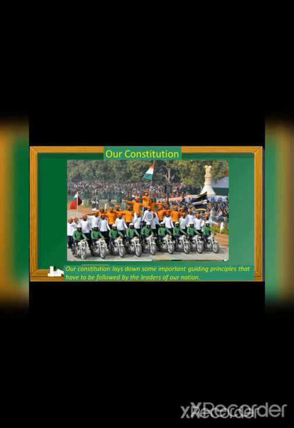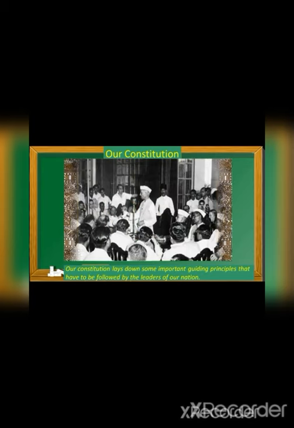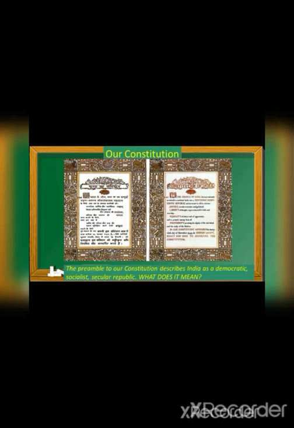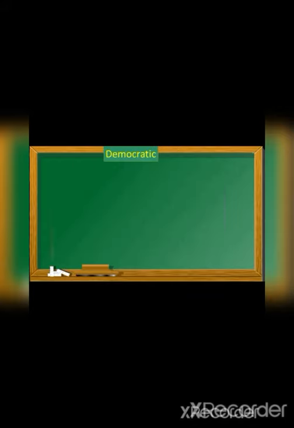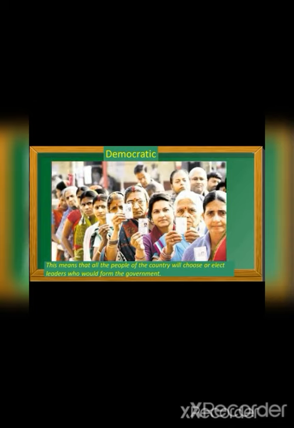Our Constitution lays down some important guiding principles that have to be followed by the leaders of our nation. The preamble, or introduction, to our Constitution describes India as a democratic, socialist, secular republic. What does it mean? Let us understand. Democratic. This means that all the people of the country will choose or elect leaders who would form the government. This kind of government is known as democracy.